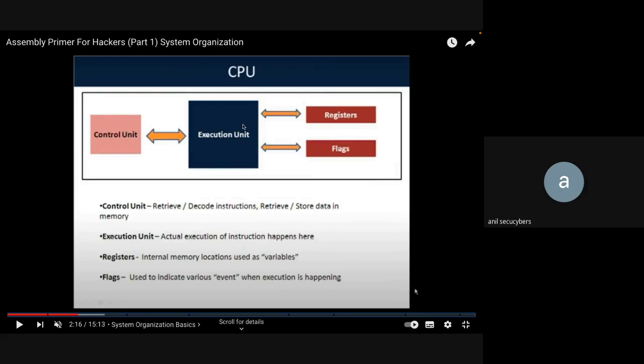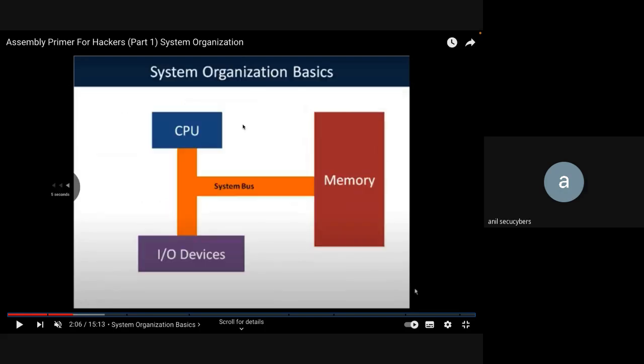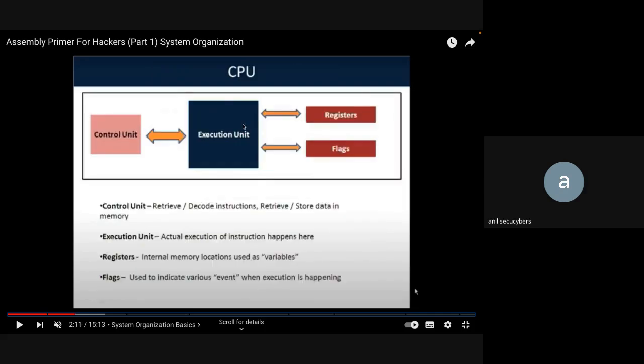I hope everyone is very comfortable with this. They should know how the computer looks at a very high level. It has the CPU, it has the memory part, and it has the I/O input devices. And now let's jump to the CPU part, like what else is in the CPU.